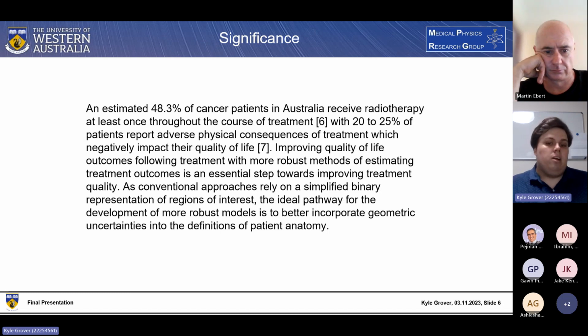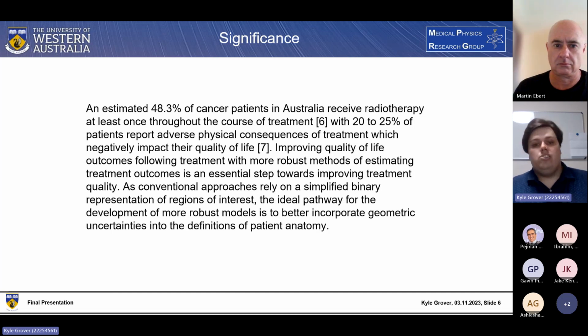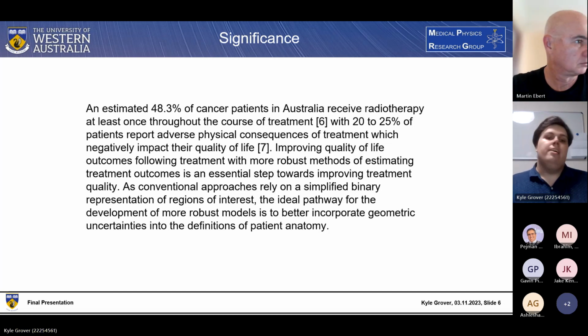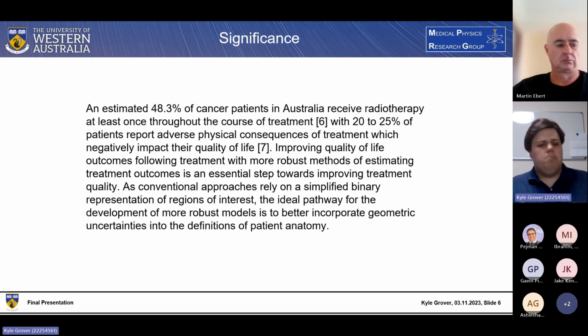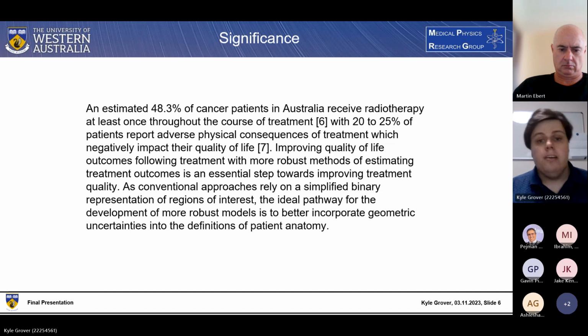Improving the quality of life outcomes following treatment with more robust methods for estimating treatment outcomes is an essential step towards improving treatment quality and ensuring that we're not causing more harm to the patient than we are by actually treating. As conventional approaches rely on simplified binary representations of the region of interest, the ideal pathway for the development of a more robust model is to better incorporate geometric uncertainties into these definitions of patient anatomy.